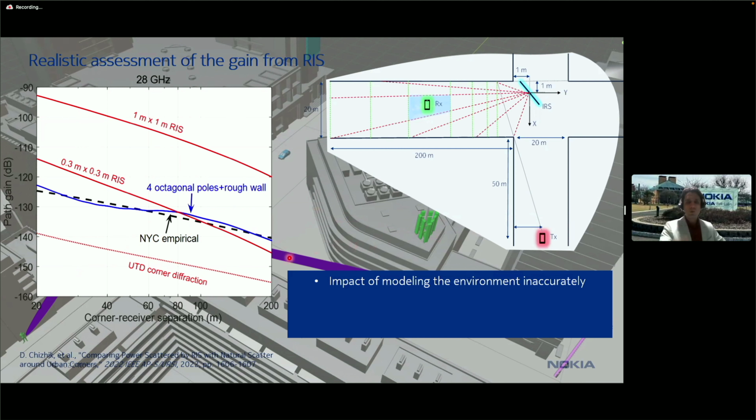Admittedly, this is a more common benchmark that is used in the literature for RIS studies. But in practice, if we look at what empirical measurements show us, which is something similar to the dashed black curve that you see, this is a New York City measurement. The channel is actually not as bad as the corner diffraction model would predict. There are more advanced models that can predict results similar to these empirical measurements. For example, this blue line considers that there are four octagonal utility poles and reflection from the rough surface of the walls, and combines those. We see that it's closer to the empirical measurements, which also suggests that this is a more reasonable benchmark to compare the RIS against.